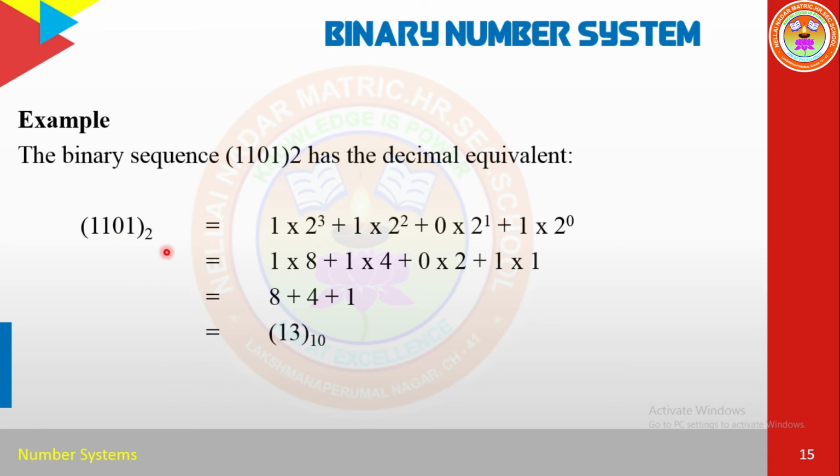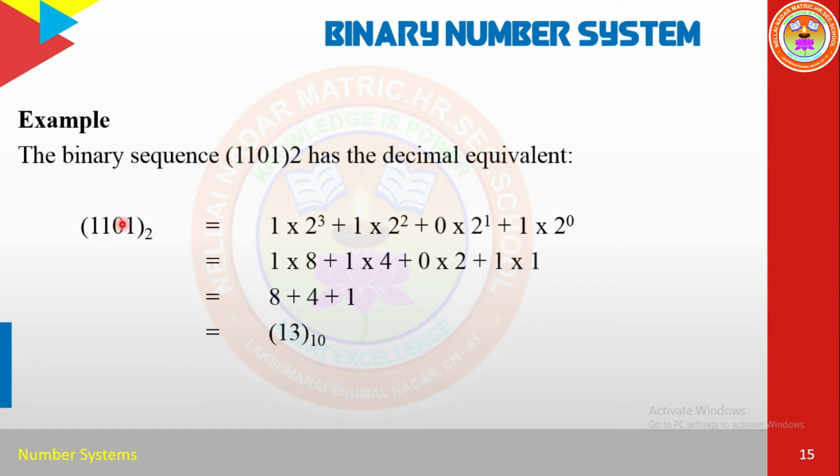1101. This is a binary number series. Understood? And the base value is what? 2. Why are we putting 2? Because this is the binary number system. That's why we are putting 2. So easily you can identify which number system it is: it has 0 and 1, and the base value is 2.